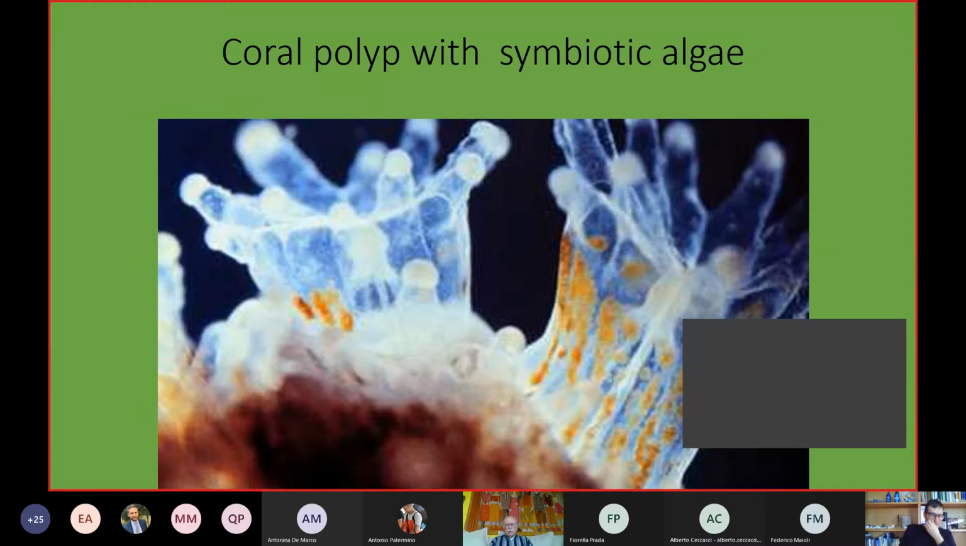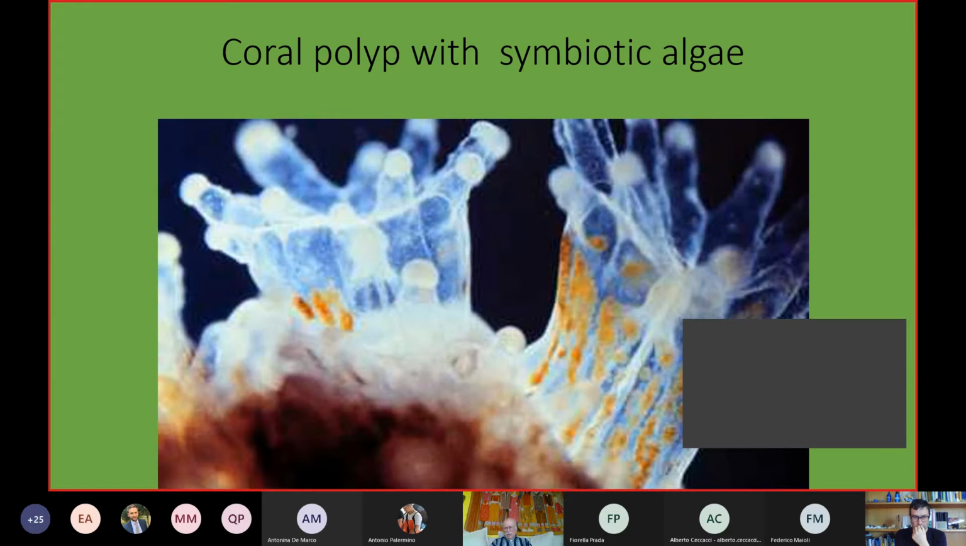And now I want to show another case of extreme photoacclimation. What you see now are polyps. I'm sure that Stefano will be very happy to meet these friends of his. You can see the colored spots. These are microscopic algae, 10 microns in diameter, that live inside the coral polyps. The polyp is quite transparent, so the algae can get as much light as they need.